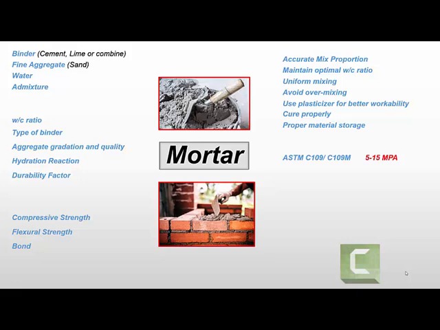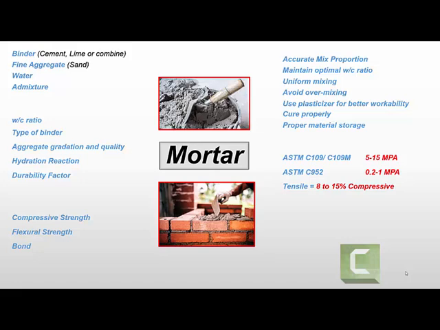For bond strength, we use ASTM C952. Bond strength is 0.2 to 1 megapascal. Tensile or flexural strength is 8 to 15% of compressive strength. So ideally we can take 10% of compressive strength.